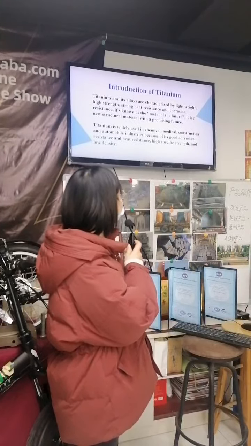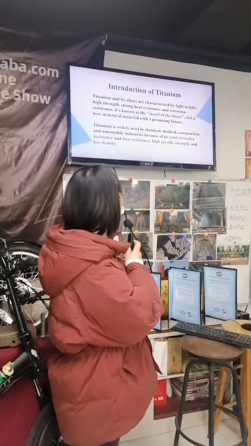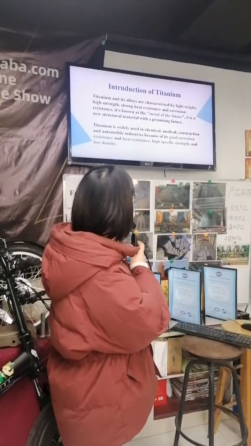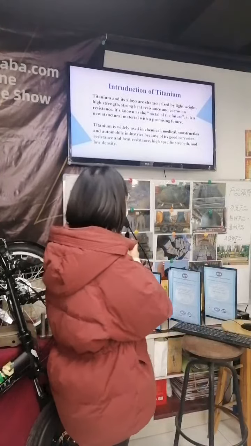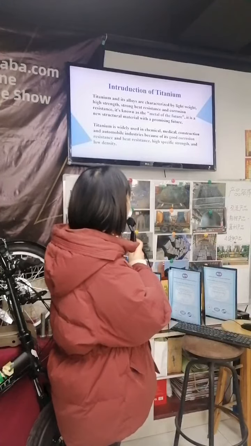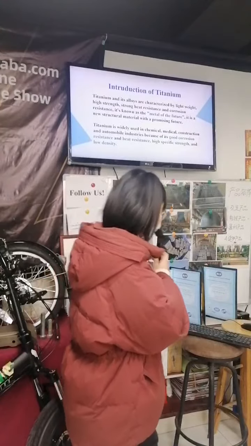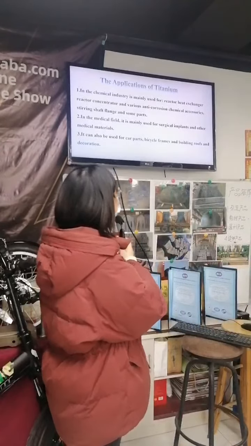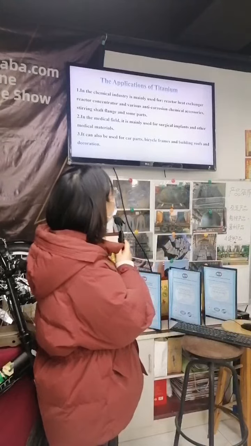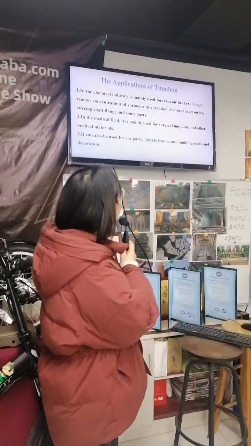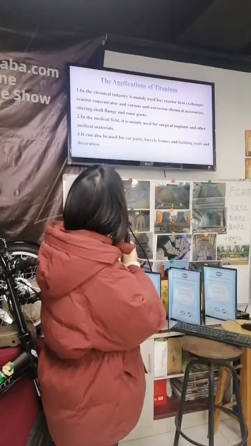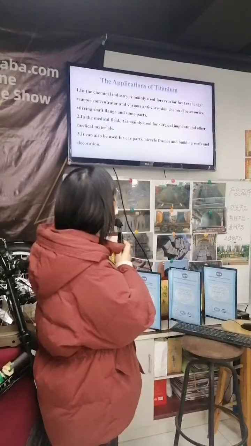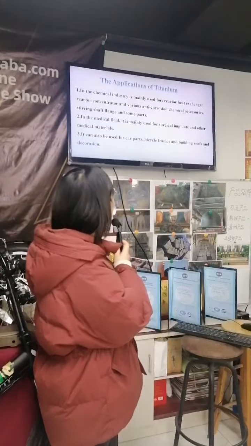Titanium is widely used in chemical, medical, construction, and automobile industries because of its good corrosion resistance and heat resistance, high specific strength, and low density. The application of titanium in the chemical industry is mainly for reactors, heat exchangers, and various anti-corrosion chemical accessories, such as flanges and some parts.